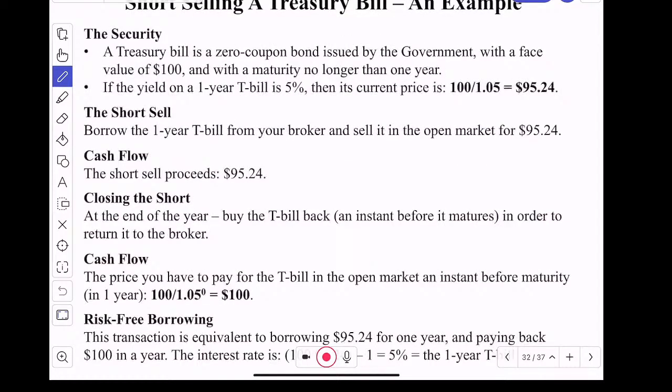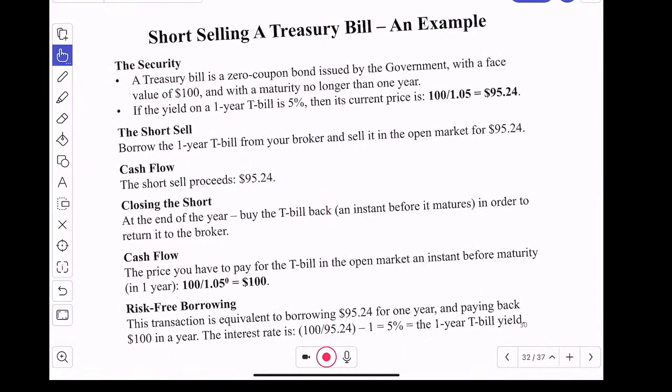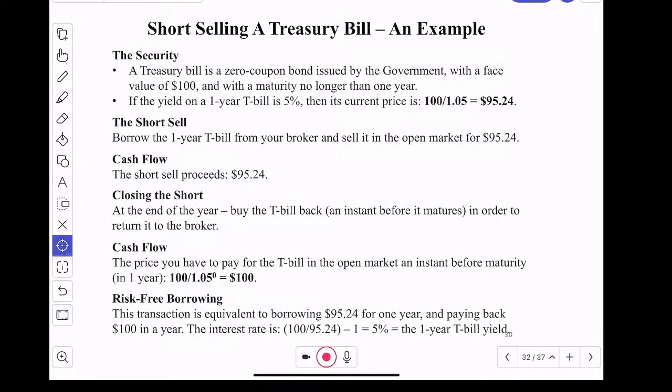So as an example, we talk about a treasury bill. The security we're going to short sell is a zero coupon treasury bill issued by the government with a face value of $100 and with a maturity no longer than 1 year. If the yield on a 1-year T-bill is 5%, then we could figure out its current price, right? We know how to do that for a zero coupon bond. It's $95.24.